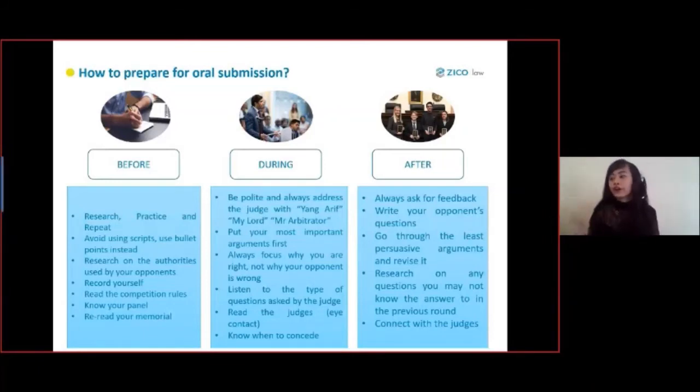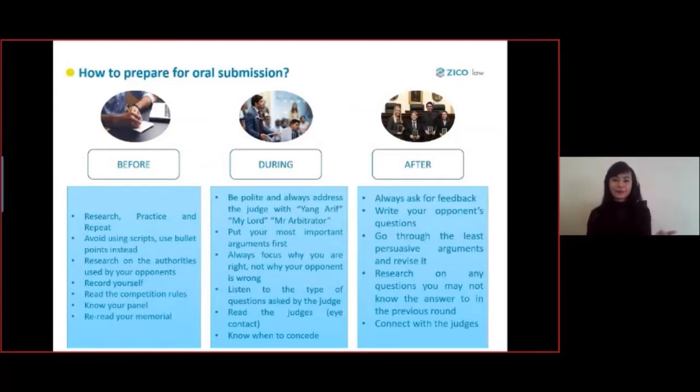Okay, so before, what you should do, we know this, that you need to research, you need to practice, and you need to repeat. Now, what are the types of practice that you can use? One thing that I used when I first started mooting is that I practiced in front of a mirror.